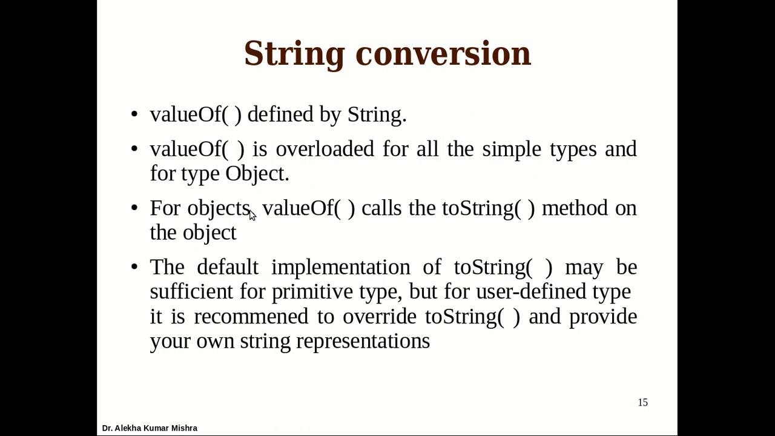Now for objects of user defined type, especially for objects, valueOf actually calls toString. Remember that. It will always call the toString method. But it is fine for the primitive types. When you define a user defined type and want to get the value of a string using the valueOf method, it is recommended that you override the toString method.